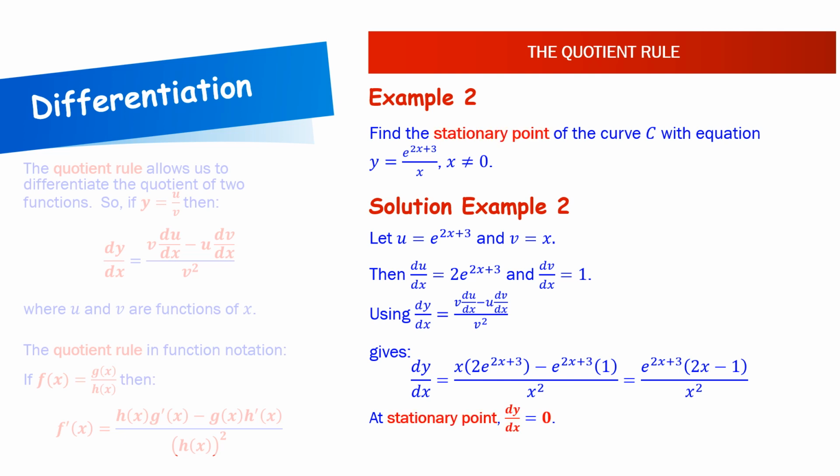Remember that we are required to find the stationary point, and at the stationary point dy dx is equal to 0. When dy dx equals 0, we have e to the power 2x plus 3 times 2x minus 1 all over x squared equal to 0. This of course implies that 2x minus 1 is equal to 0, which implies x equals 0.5.